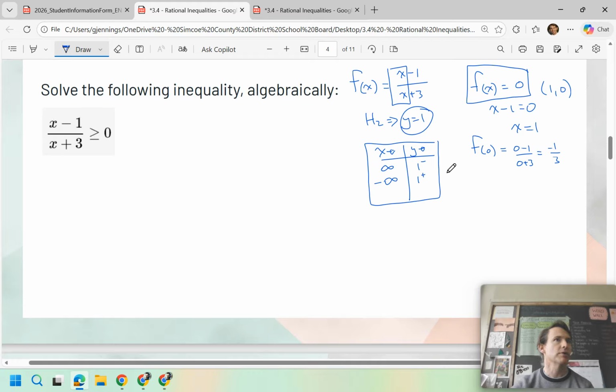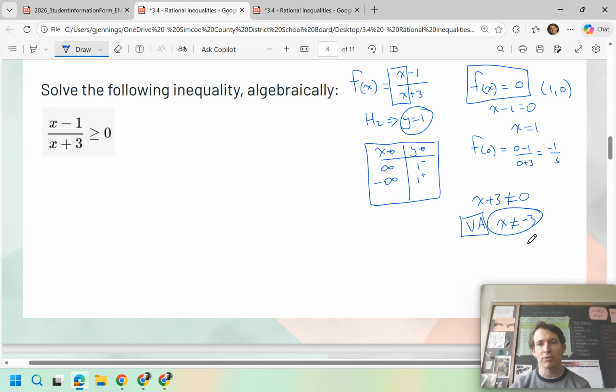Okay, and then what about the vertical asymptote? Where do we get one of those? The denominator is 0. Yes, so if we have x plus 3 cannot equal 0, then x cannot equal minus 3. So there is our vertical asymptote right there, x is equal to minus 3.